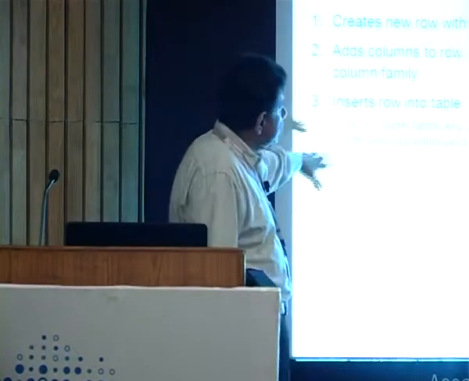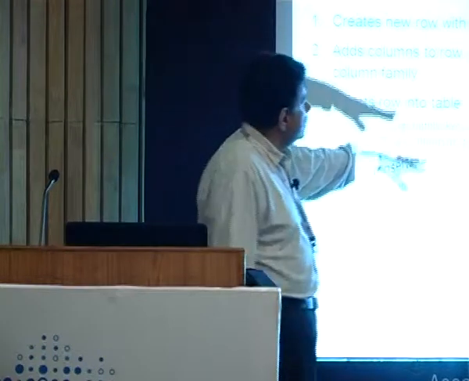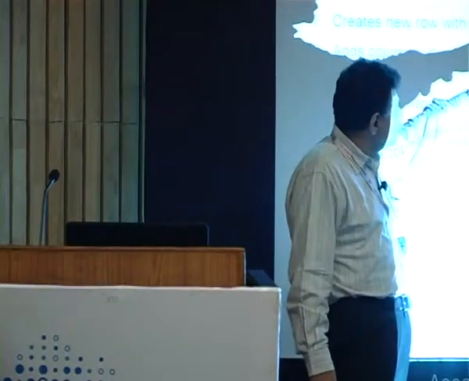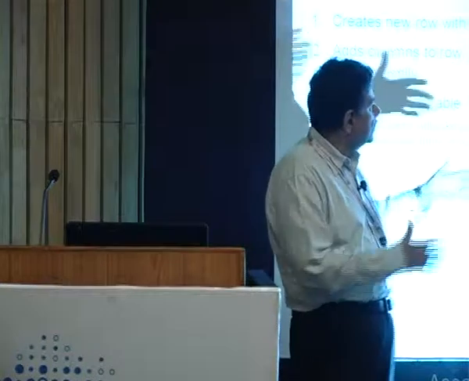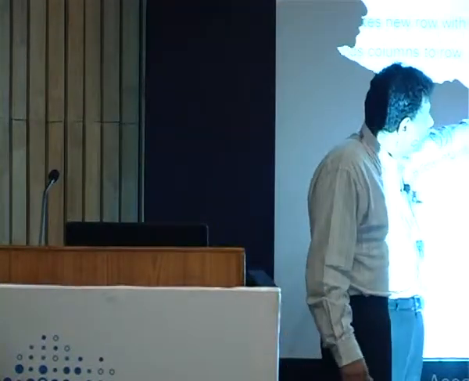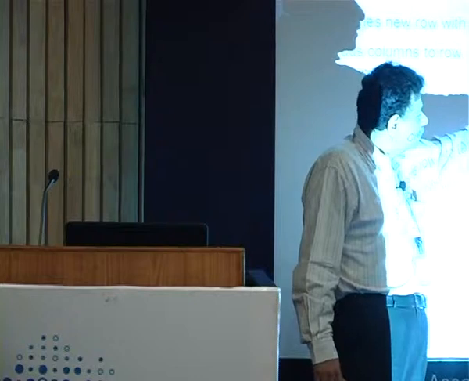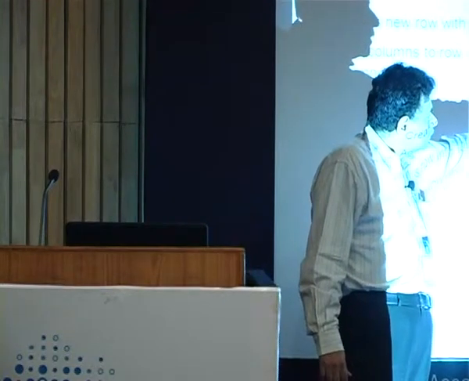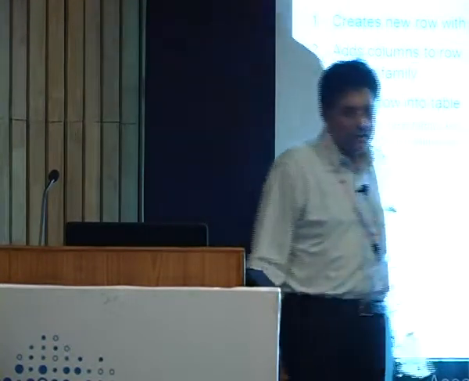So here's an HBase example of how this works. You do the put. First of all, you create a record which is done by the put API, and then you add to the row and then put it in the table column.